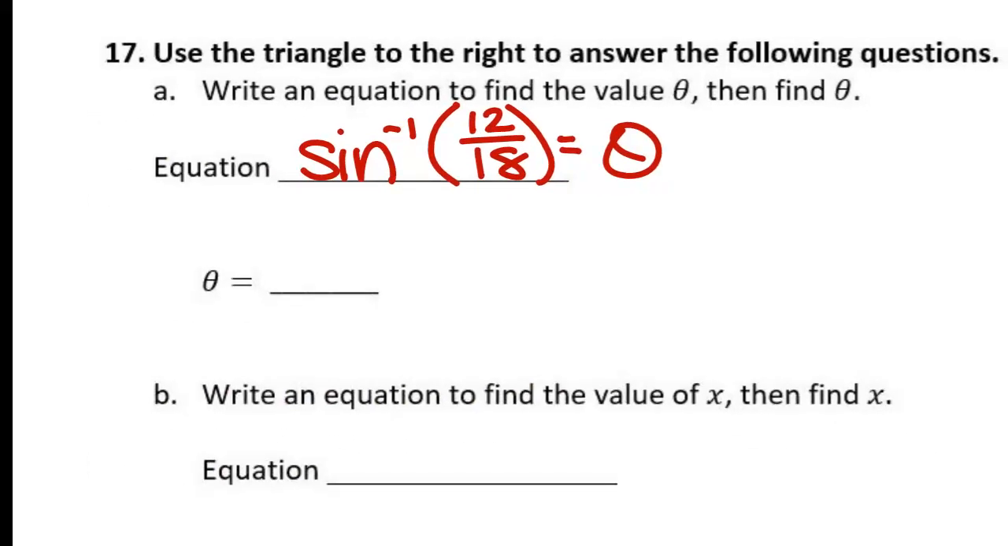Is equal to theta. From here, we take it and pop it into the calculator. Inverse sine of 12 over 18. Grab a calculator. If you need to go up and borrow one, you absolutely are more than welcome to. What do we get when we do the inverse sine of 12 over 18?